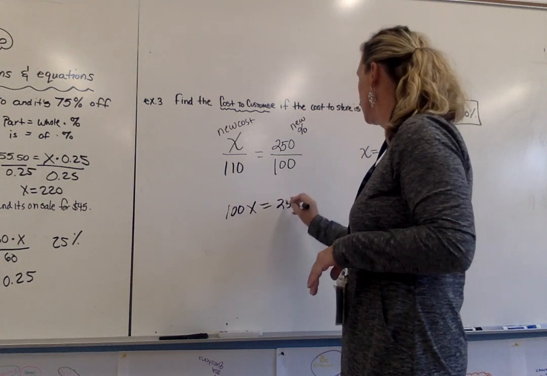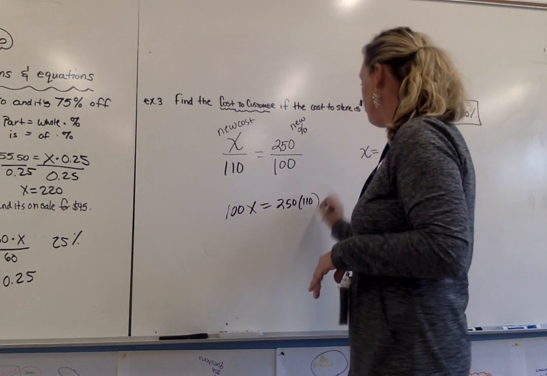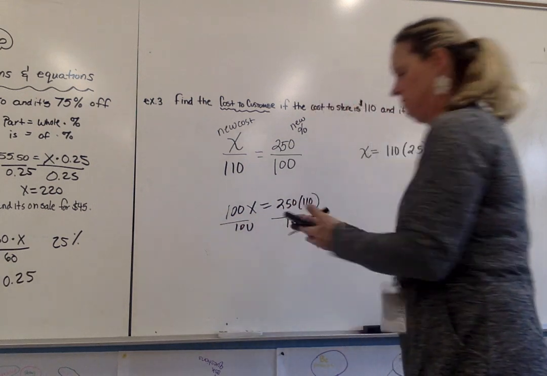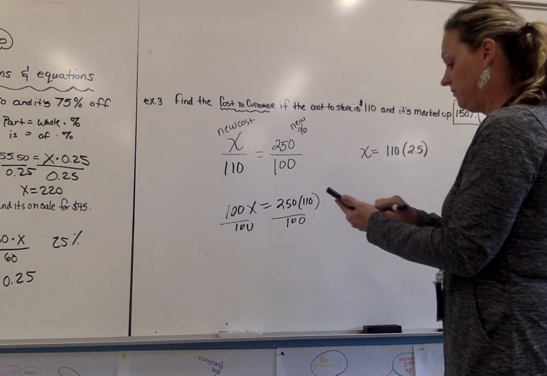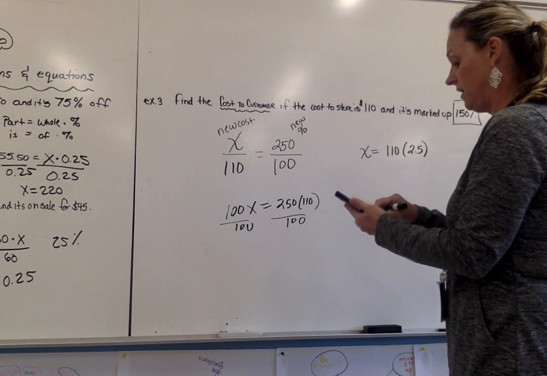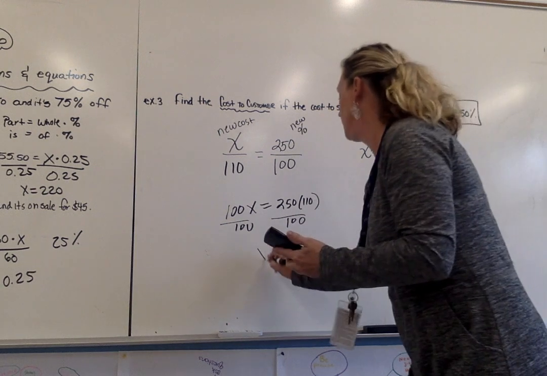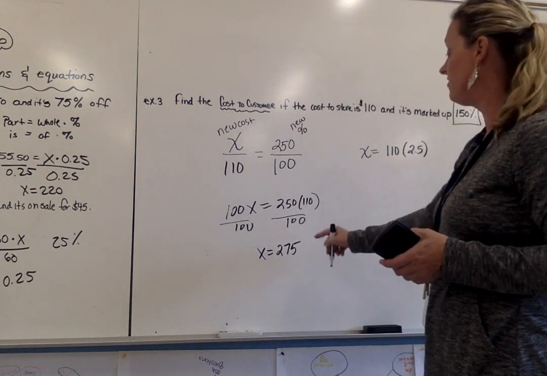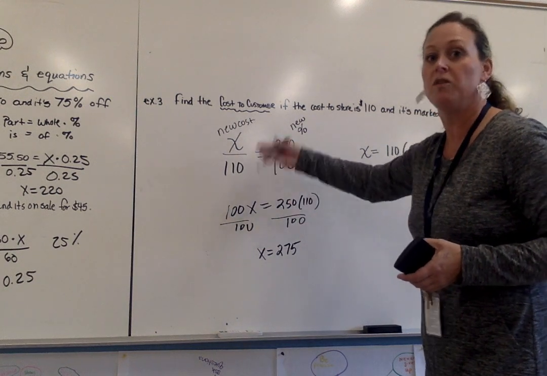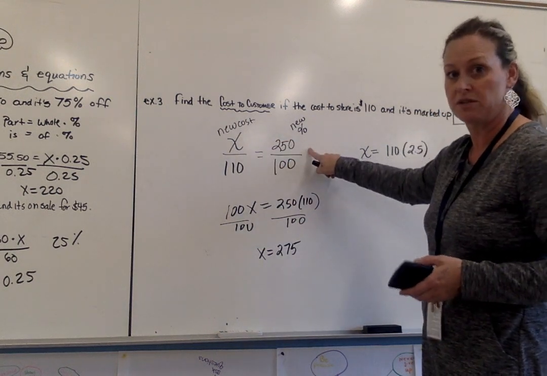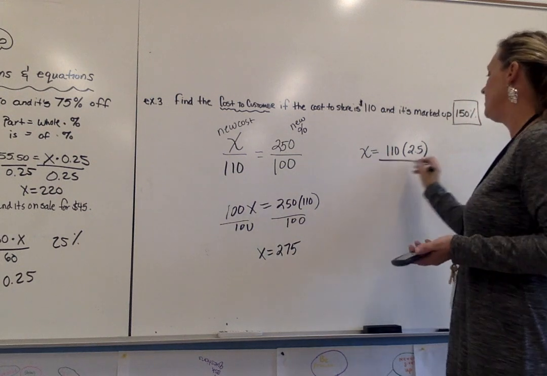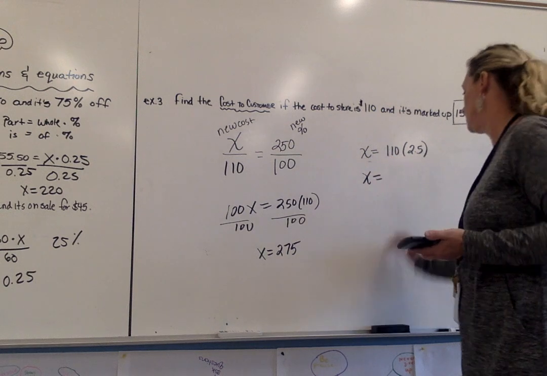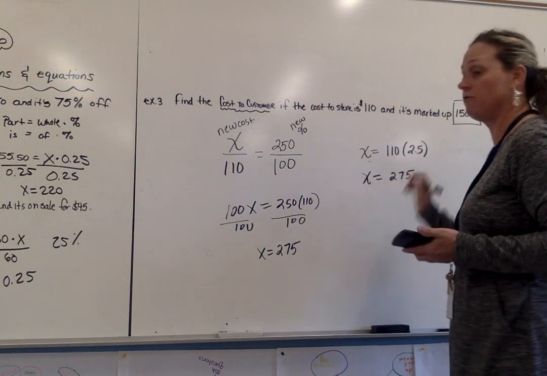100x equals 250 times 110. I divide both sides by 100. I have 250 times 110, and I'm dividing that by 100. And the cost to my customer is $275, which, as you notice, is more than double because I'm paying 250% of the original. And I can solve this the same way. I don't even have to divide anything. I just end up getting 275.